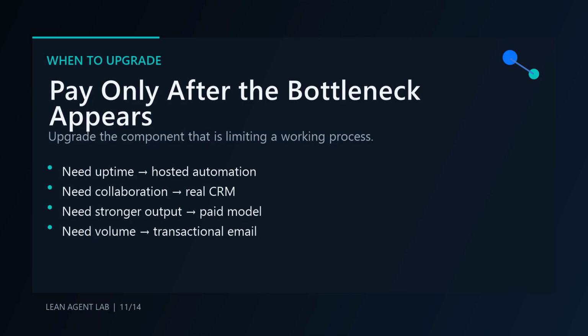When should you pay? Upgrade when a specific bottleneck appears. If the computer cannot stay online, use hosted automation. If several people need assignments and reporting, move to a real CRM. If the local model is too slow or inaccurate, evaluate a commercial model. If email volume grows, use a transactional email provider with appropriate permissions and deliverability controls.